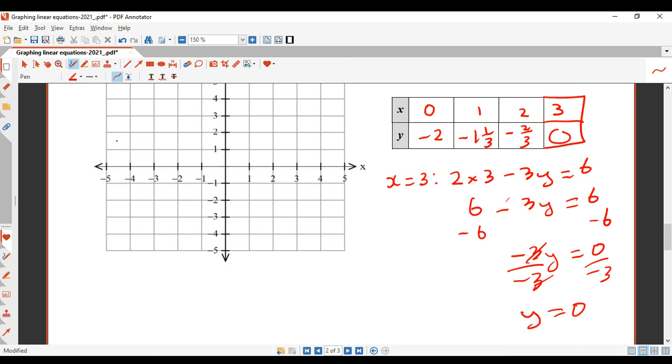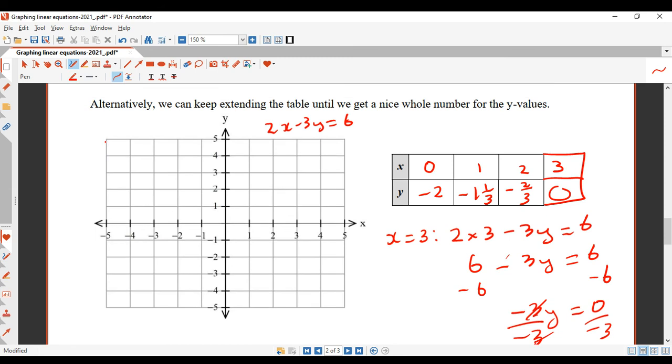So that's actually useful there, because it means that I'm not going to plot all the points, by the way. Here I only need 2 points to really draw the line. So I'm going to do 0, negative 2, and the other one is 3, 0, which is here. So I've just extended the table until I've got some nice whole numbers for the y values, and then I can just draw my line.